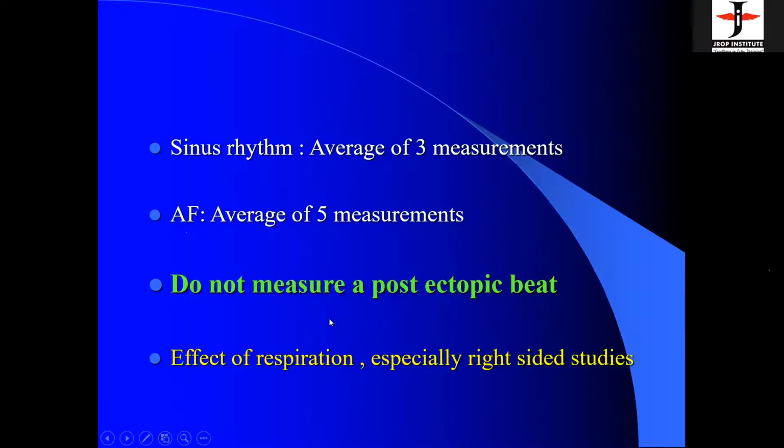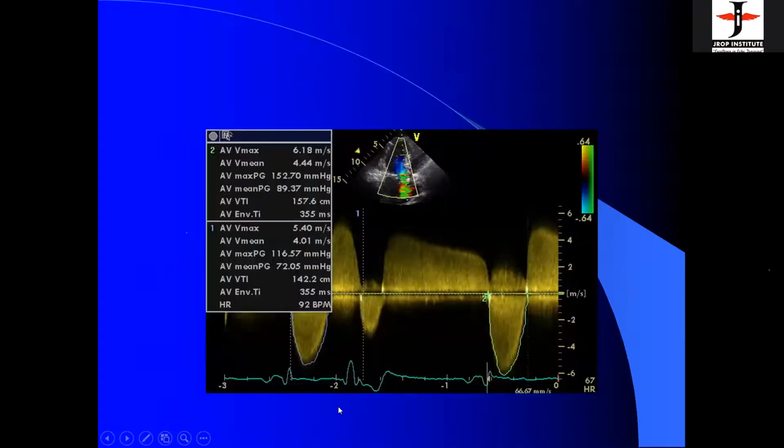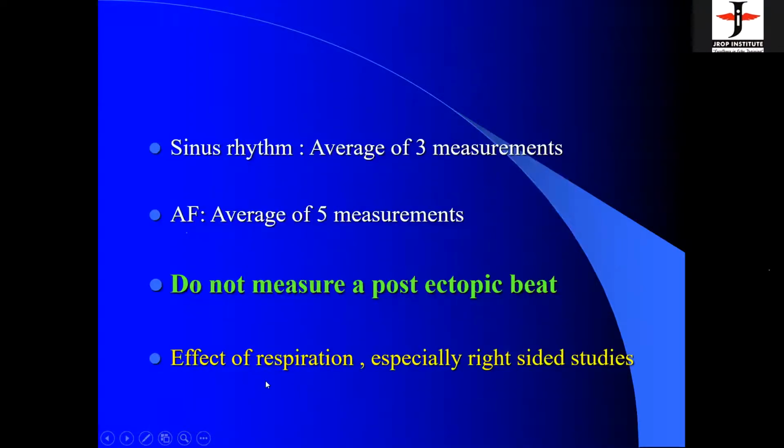Always take the help of the ECG when you are recording a Doppler. Always ask the patient to hold the breath, so that your Dopplers are stable. In right-sided velocities, because they vary with respiration, you should be very careful about the effect of respiration.